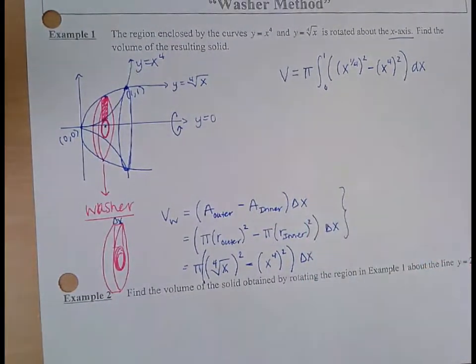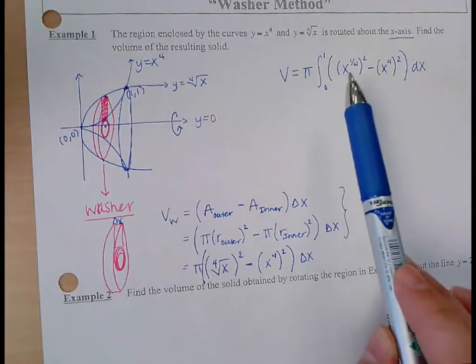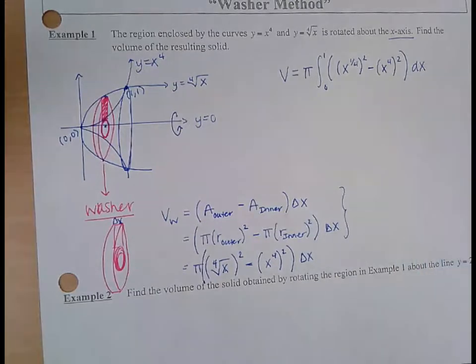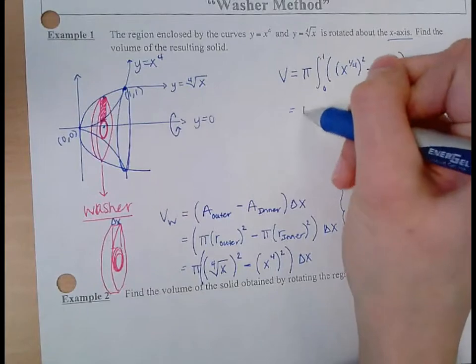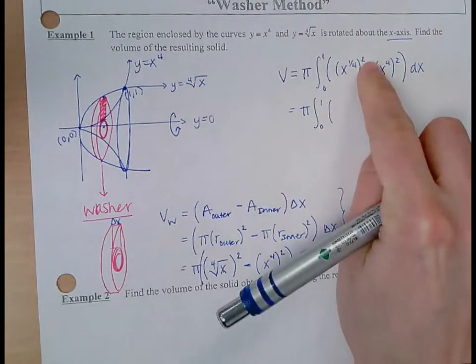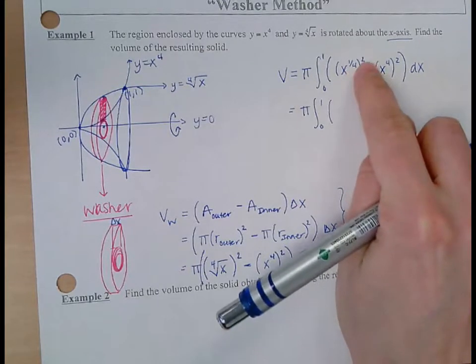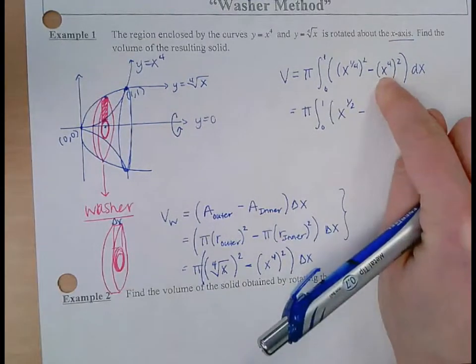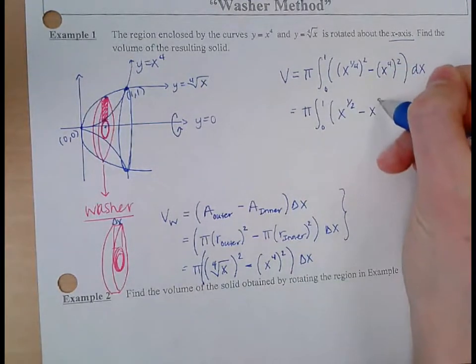And I just had the pi out in front right away. You wouldn't have to do that. I just like to get that out of the way. Okay, so that's the integral. For these, you're probably going to want to simplify this first, unless you're allowed to use a calculator to get the approximation. So I can simplify this. When I have a power to a power, I multiply them. So x to the 1/4 squared would be x to the 1/2, minus x to the 4th squared, which is x to the 8th.